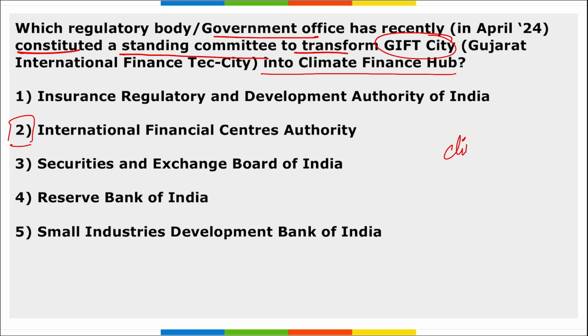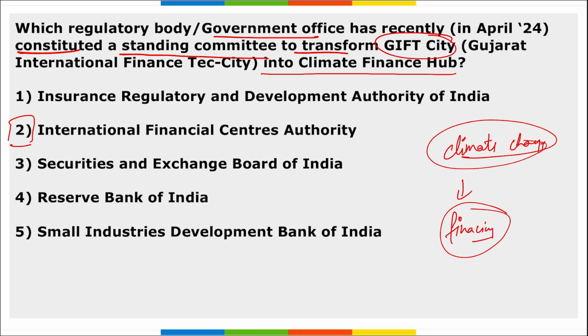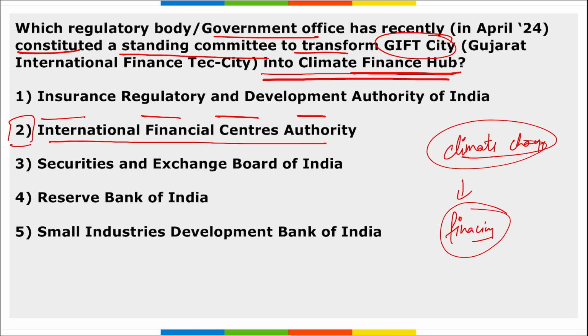Right, so that for climate change that we are seeing that is happening all around the world, to make projects that will help to reduce the effects of climate change and also to work towards sustainable development goals. This IFCA, that is International Financial Centers Authority, they have recently constituted a standing committee, and it is to transform GIFT City into a climate financing hub so that more and more projects can be financed from this GIFT City that is in Gandhinagar, Gujarat. And also remember, banks in GIFT City, they have set aside 5% of the credit for green and sustainable projects.